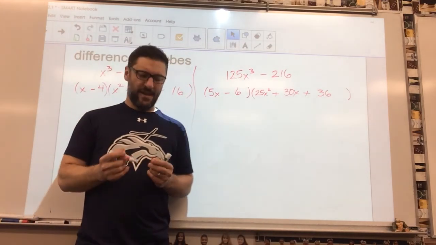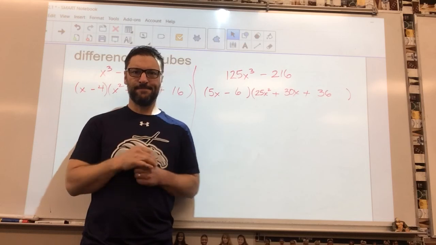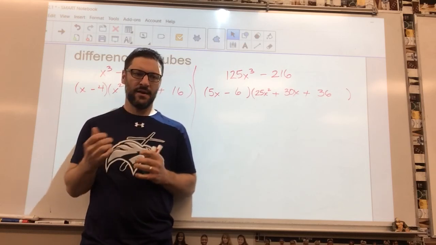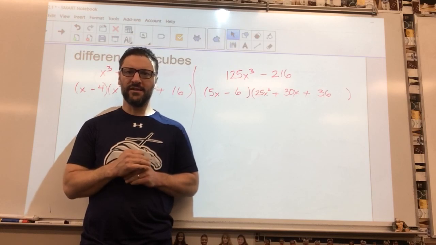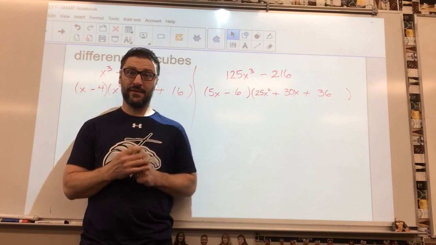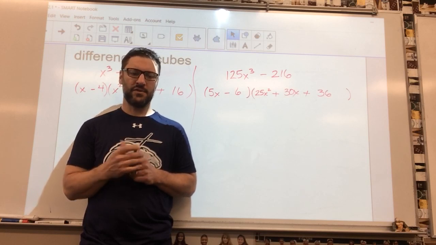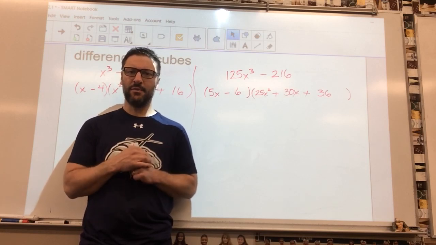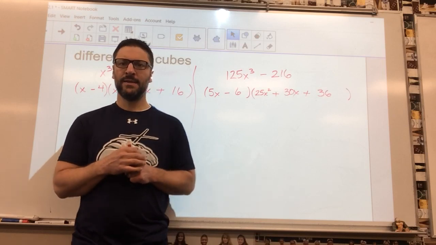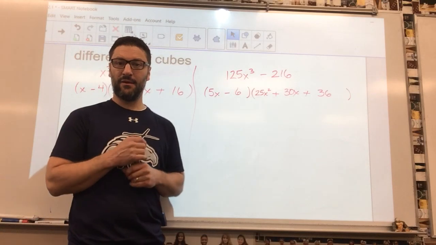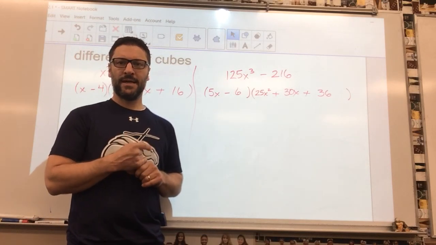So that is a full rundown of the factoring techniques that you're going to need to use for pre-calculus, and specifically when we do limits here, we're going to need to be able to algebraically evaluate limits. We will take things like this and be able to factor them, and that'll make our life a lot easier. So good job.